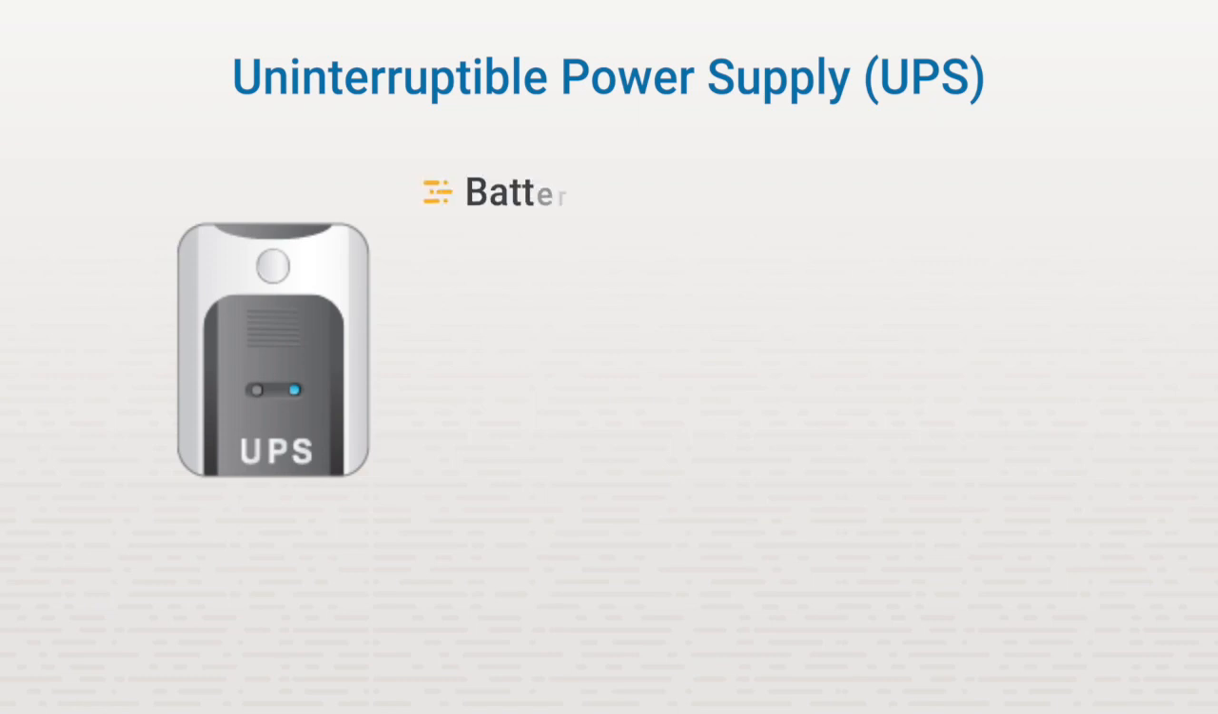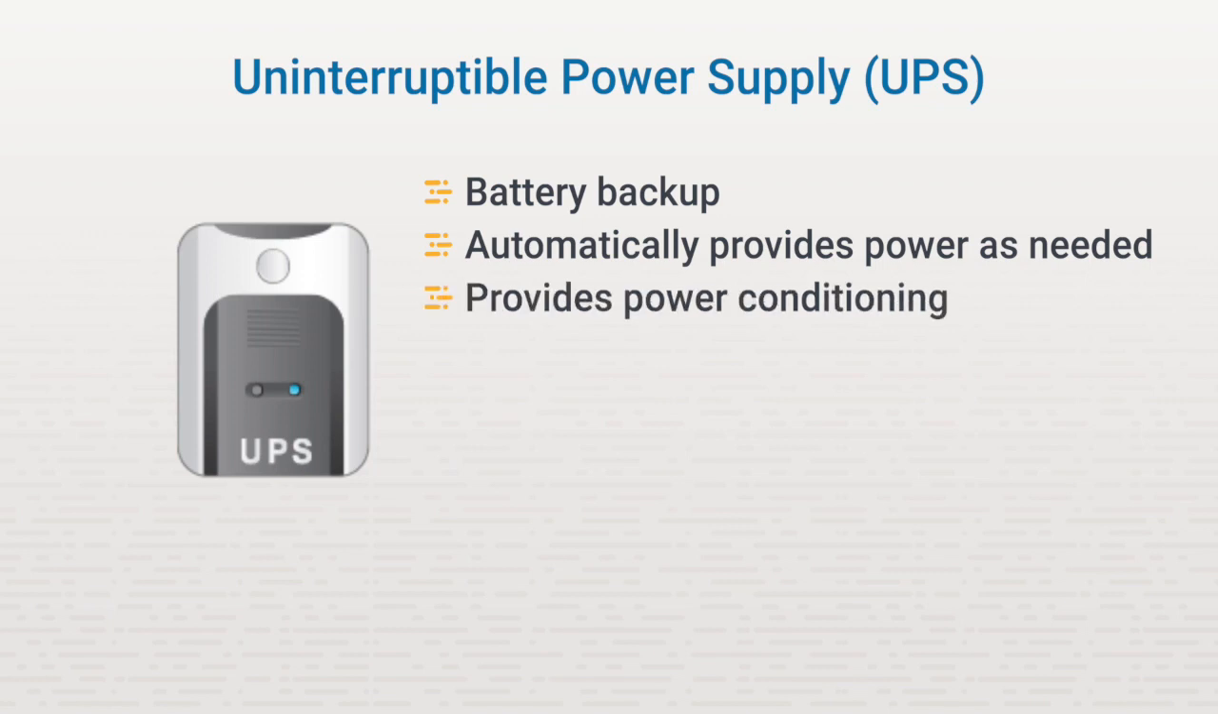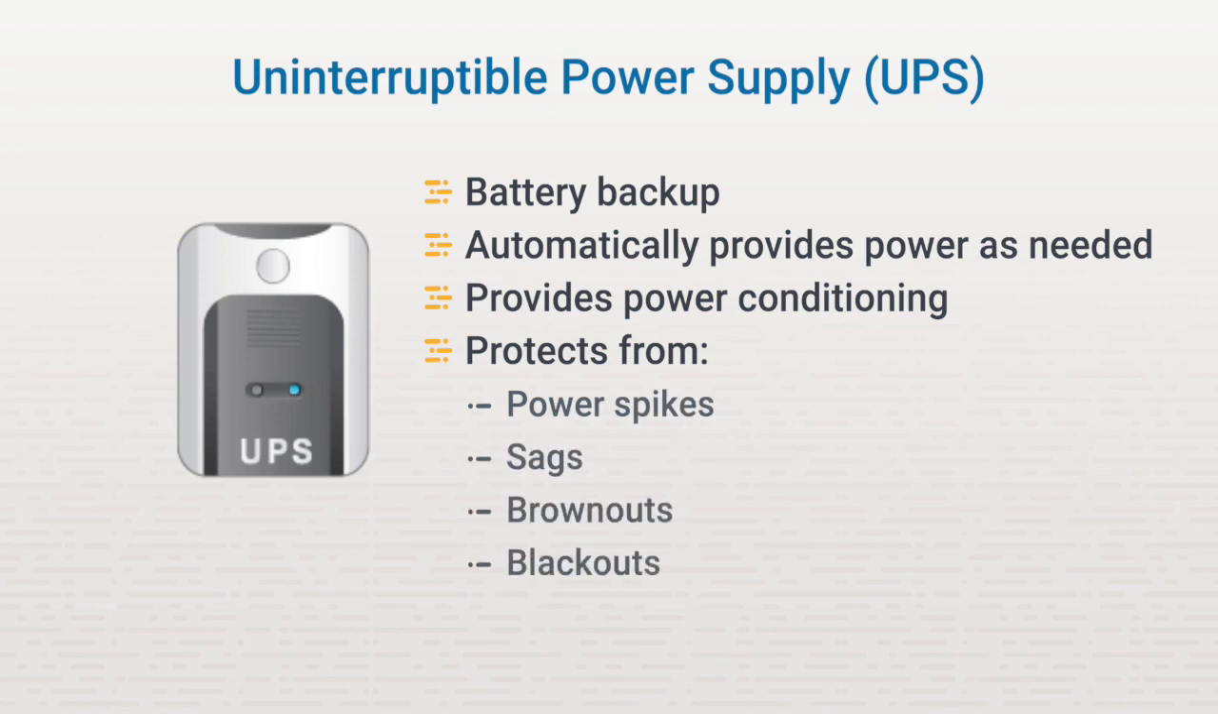A UPS is a battery backup for your PC. When the power goes off, the UPS kicks in and supplies power for a period of time. Most UPS units also provide power conditioning like a surge suppressor. They protect your equipment from power spikes, sags, brownouts, and blackouts.